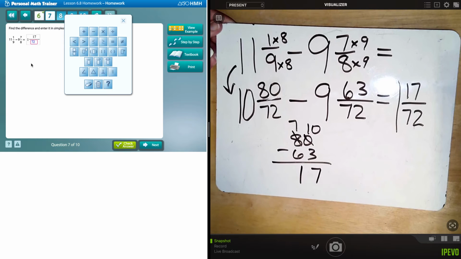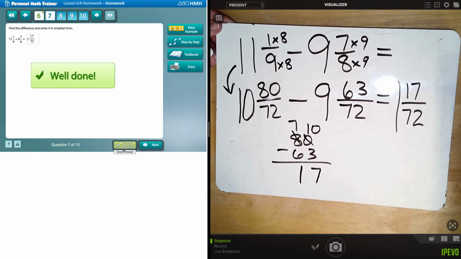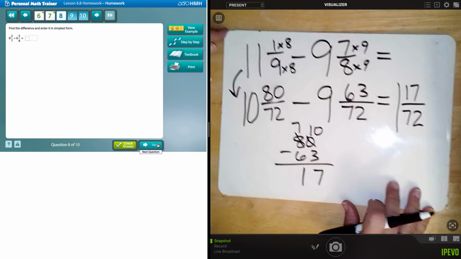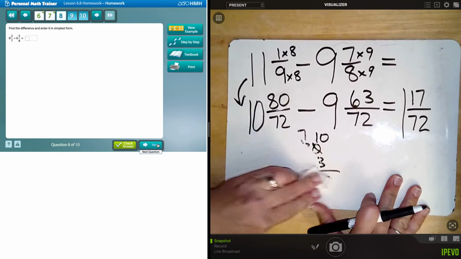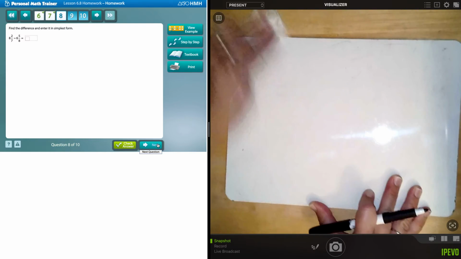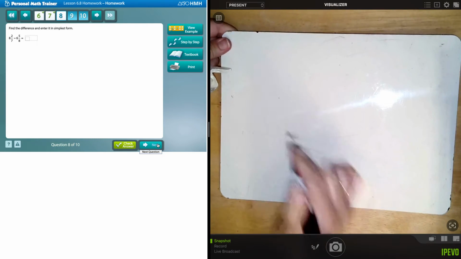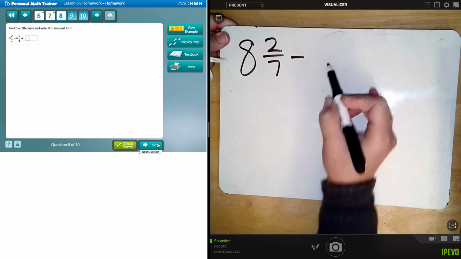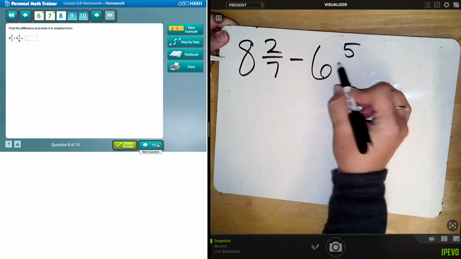Okay. Yay! All right. 8, 9, 10. 3 more problems. Here we go. Let's find the difference and enter it in simplest form. All right. 8 and 2/7 minus 6 and 5/8.